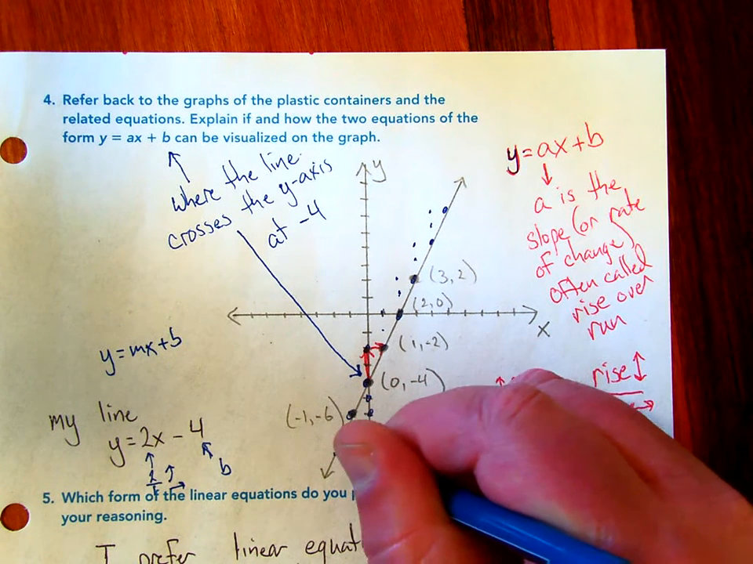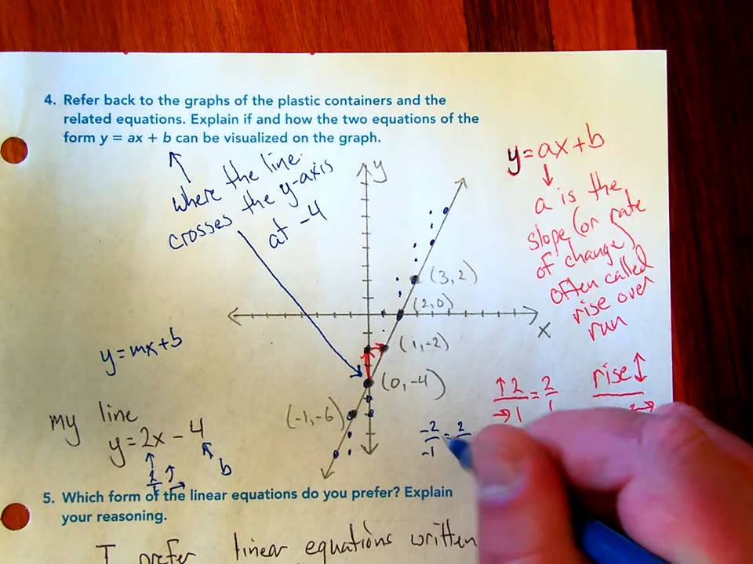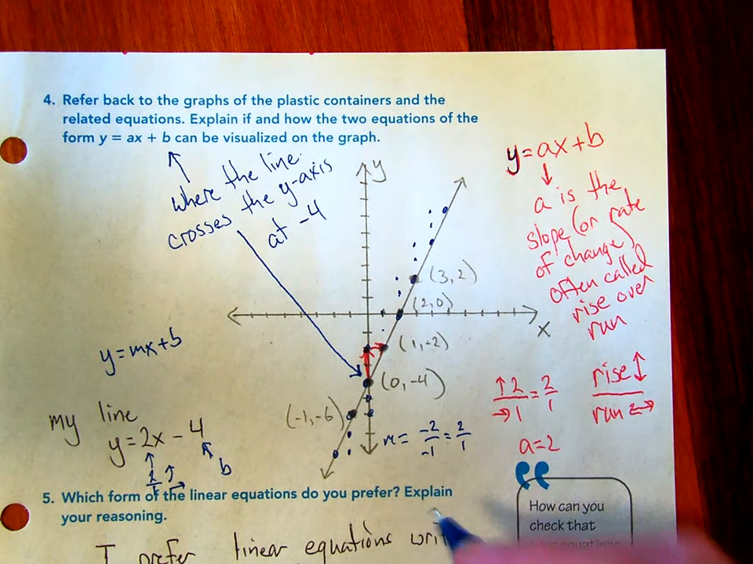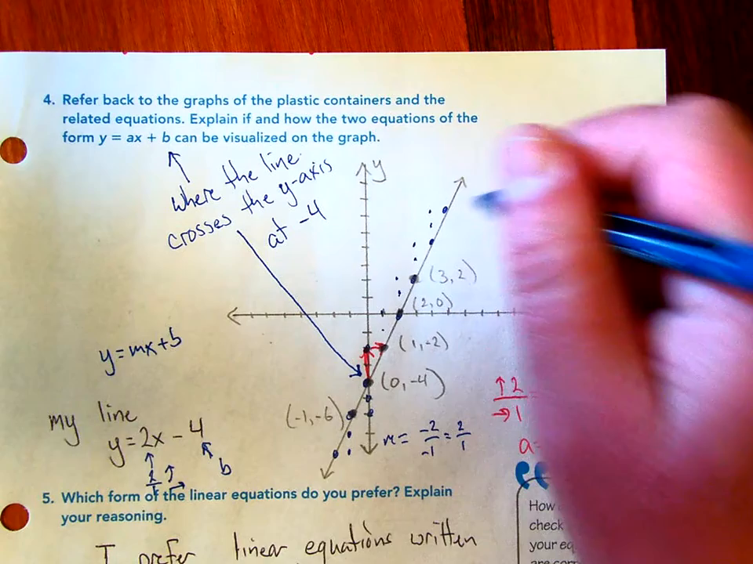The slope in this case, because 2 is the same as 2 over 1, but it's also the same as negative 2 over negative 1. And every point, any value you put in for x is going to spit out a y on this line.